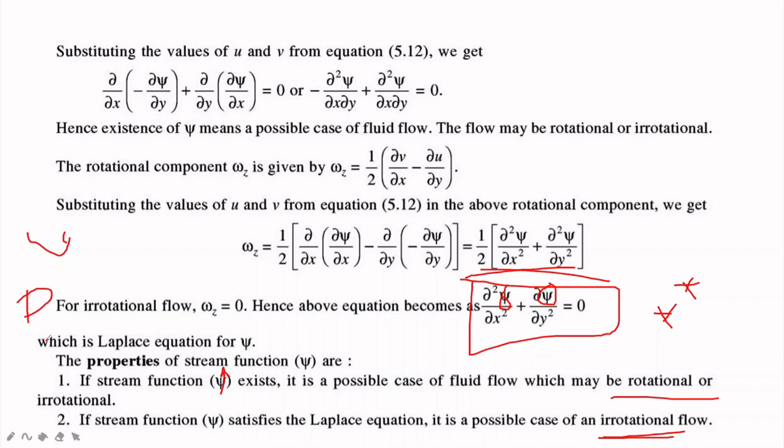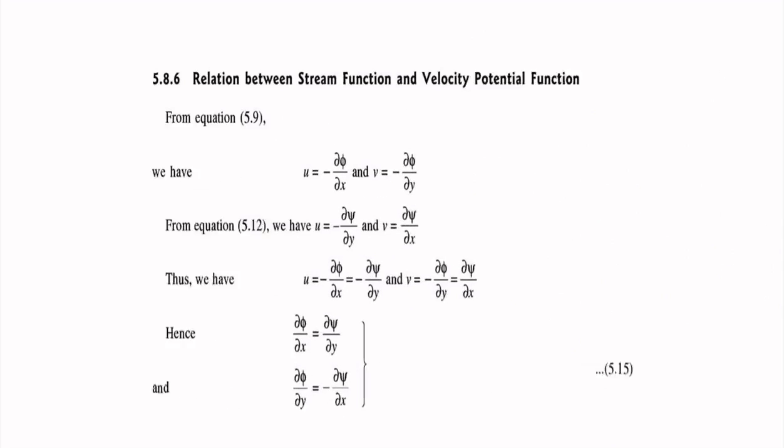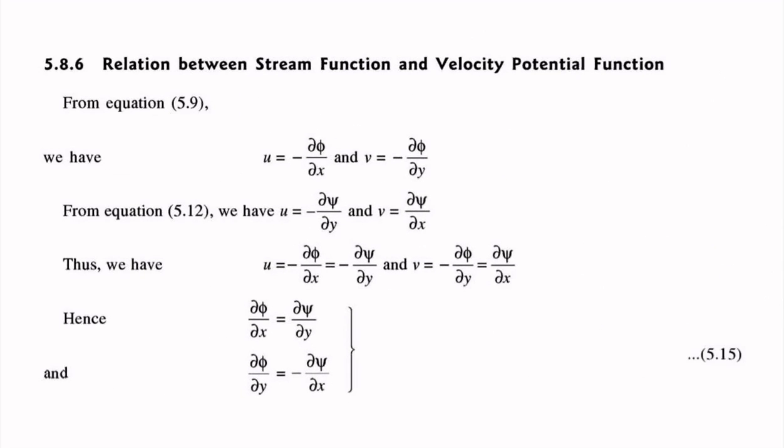So velocity potential function and stream function. Next we will see the relation between stream function and velocity function. Okay, so we have u is equal to minus dou phi by dou x and v is equal to minus dou phi by dou y, right?